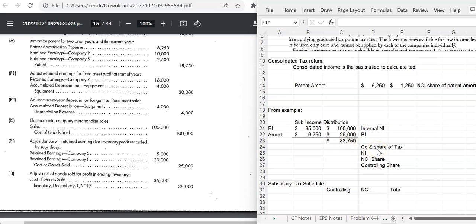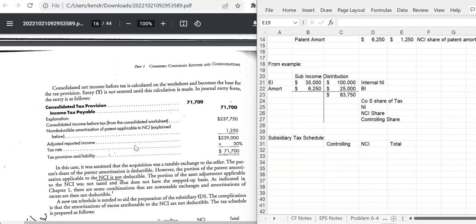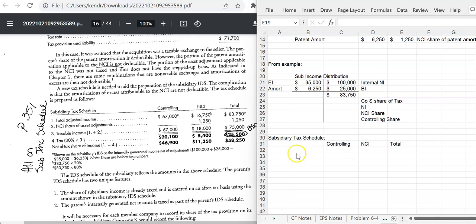The next up is the sub's share of tax. Before I can do that, I have to do this subsidiary tax schedule. I have it here, but let's do it so we can talk about where the numbers are coming from. Pay attention to the numbers at the beginning. Number one, total adjusted income. Remember, this is just for the sub, so it's important that you remember that. You start with the 83,750. NCI gets 20% of that and the controlling gets 80%, or you can subtract however you want to do it.